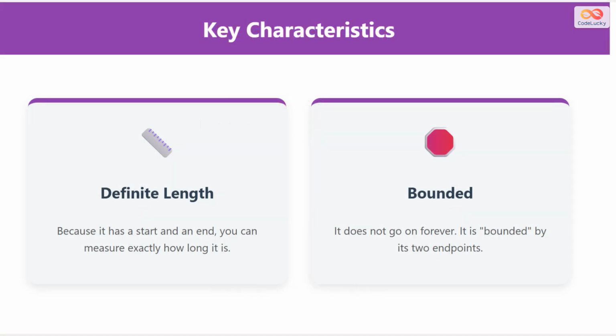There are two main things to remember about a line segment. First, it has a definite length, meaning you can measure it with a ruler. Second, it is bounded. It is trapped between its two endpoints.